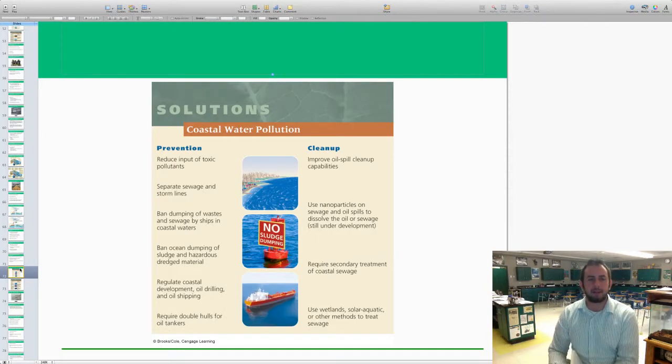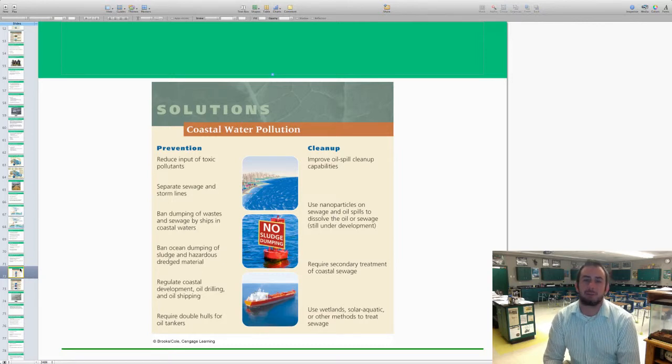So the last thing we're going to look at today are solutions for coastal water pollution and ocean pollution in general, which is just prevention. Reduce input of toxic pollutants, separate sewage and storm lines to keep those things from one another, so we're not seeing sewage being untreated and dumped in there. Also, ban dumping of waste and sewage by ships in coastal waters, especially those cruise liners, because they have so many people. Ban ocean dumping of sludge and hazardous dredged material. Regulate coastal development, oil drilling, oil shipping and all that kind of stuff. That would limit the number of spills you might have. And then require every tanker that does carry oil, hopefully it's holding crude oil, to have double hulls for protection.